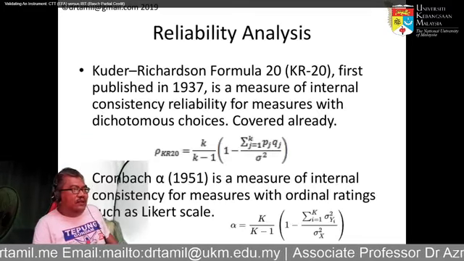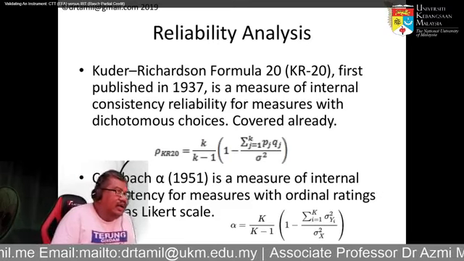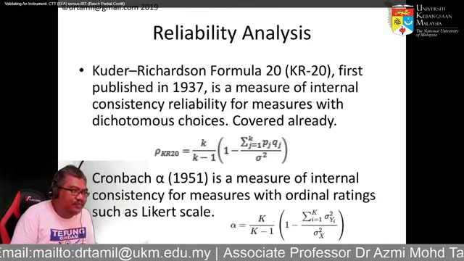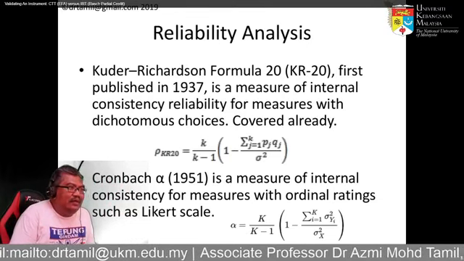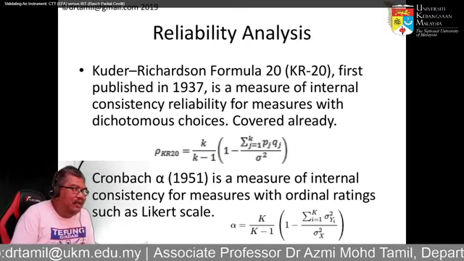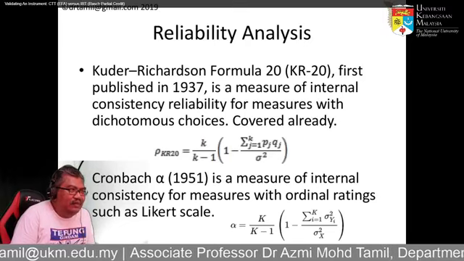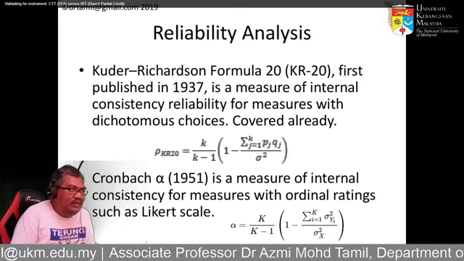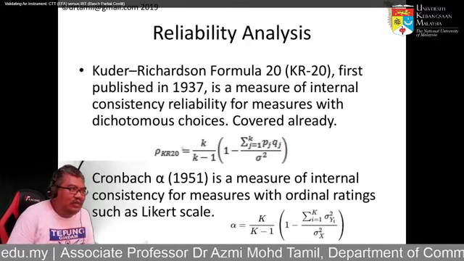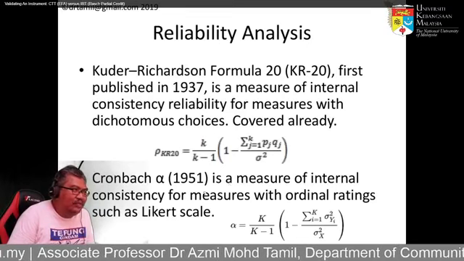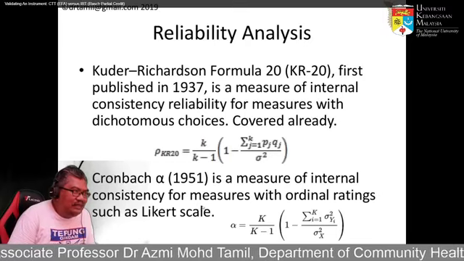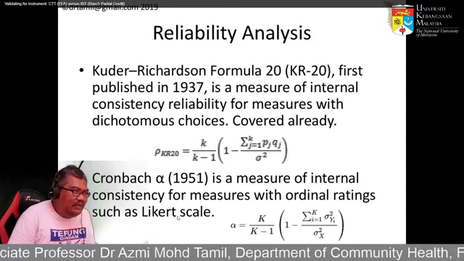Let's do the first part. Let's do the reliability analysis. These are all classical test theorem. We covered this last Tuesday. We have the Kuder-Richardson formula 20, KR20. It was published in 1937. It is a measure of internal consistency or reliability for measures with dichotomous choices. This one we covered already, so I'm not going to cover again. And this one is Cronbach alpha, which is a measure of internal consistency for measures with ordinal ratings such as Likert scale.